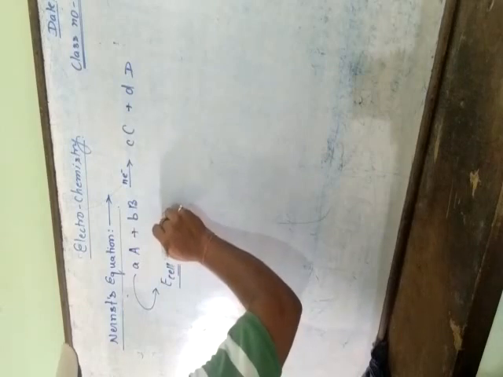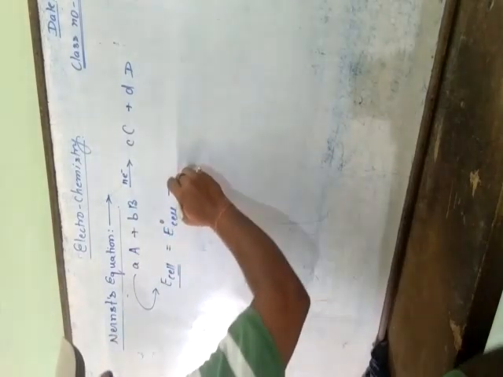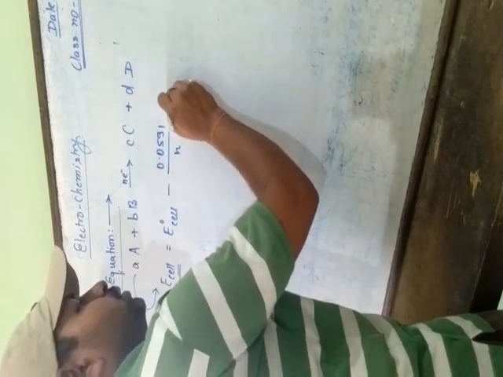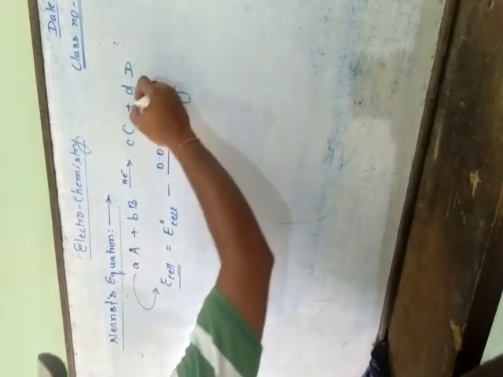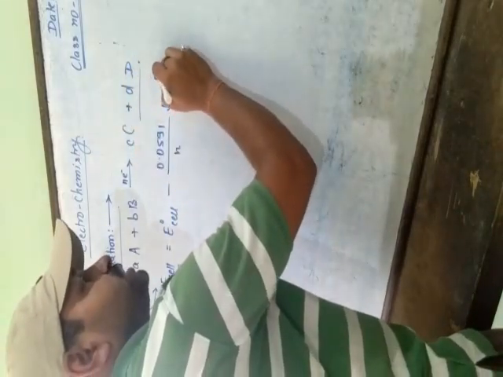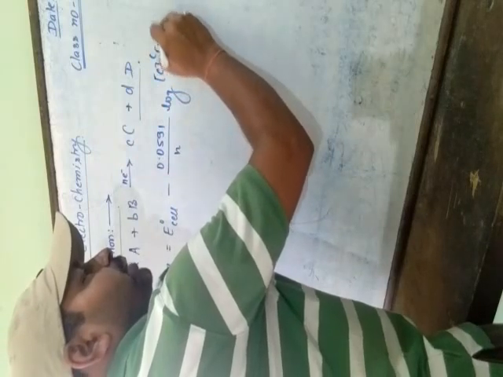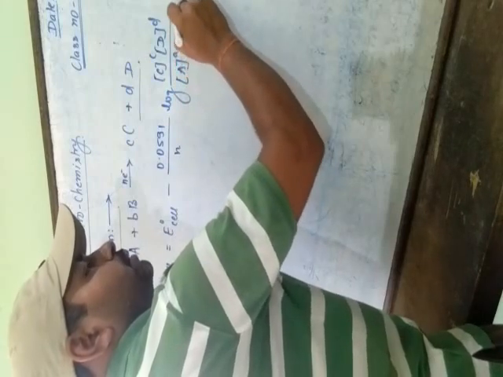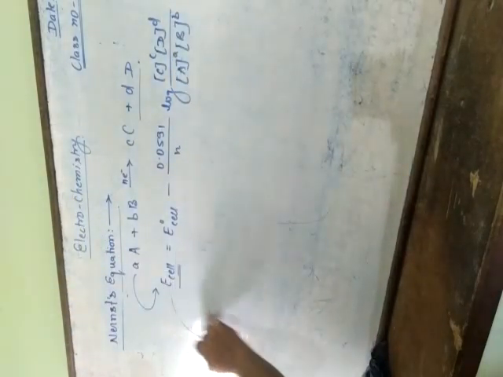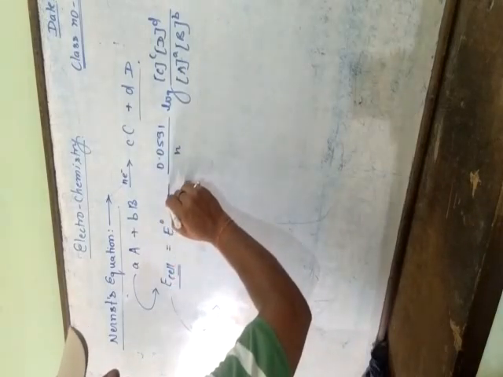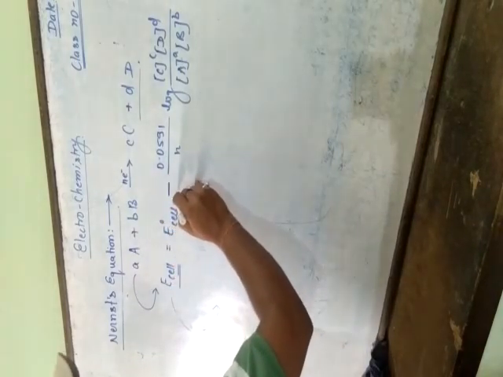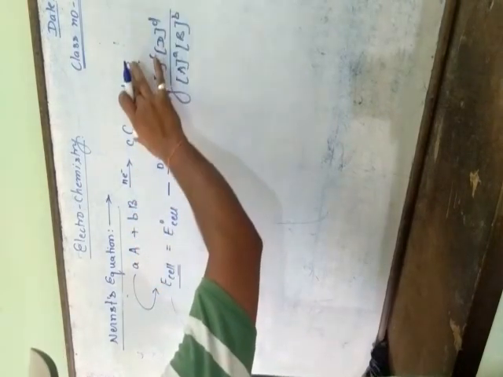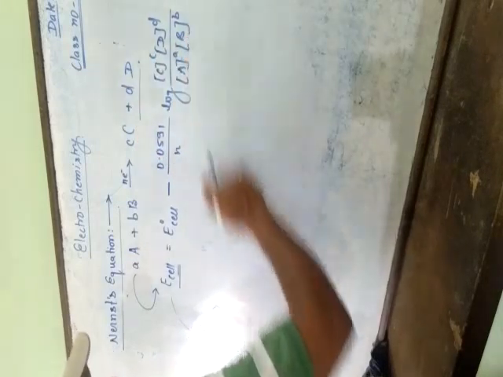at any concentration equals E0 cell minus 0.0591 by n log of the concentration of products. So students, [C] to the power c, [D] to the power d, over [A] to the power a, [B] to the power b. Students, in various books, if you use a positive sign in place of the negative, then the reactant is written in the numerator and the product in the denominator.